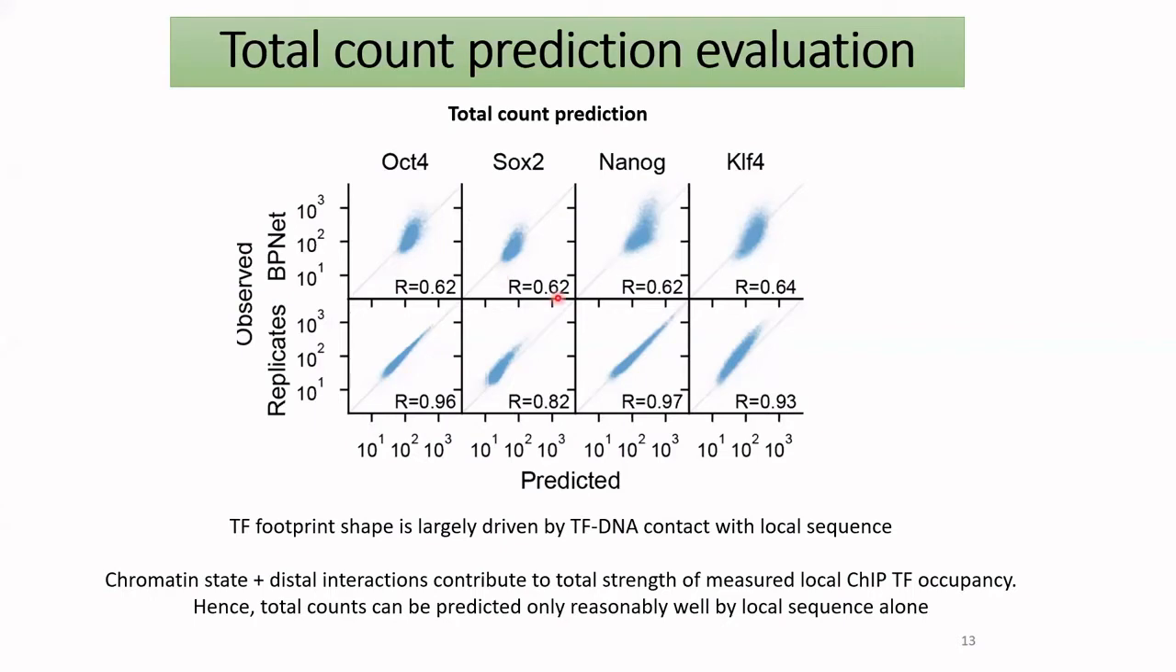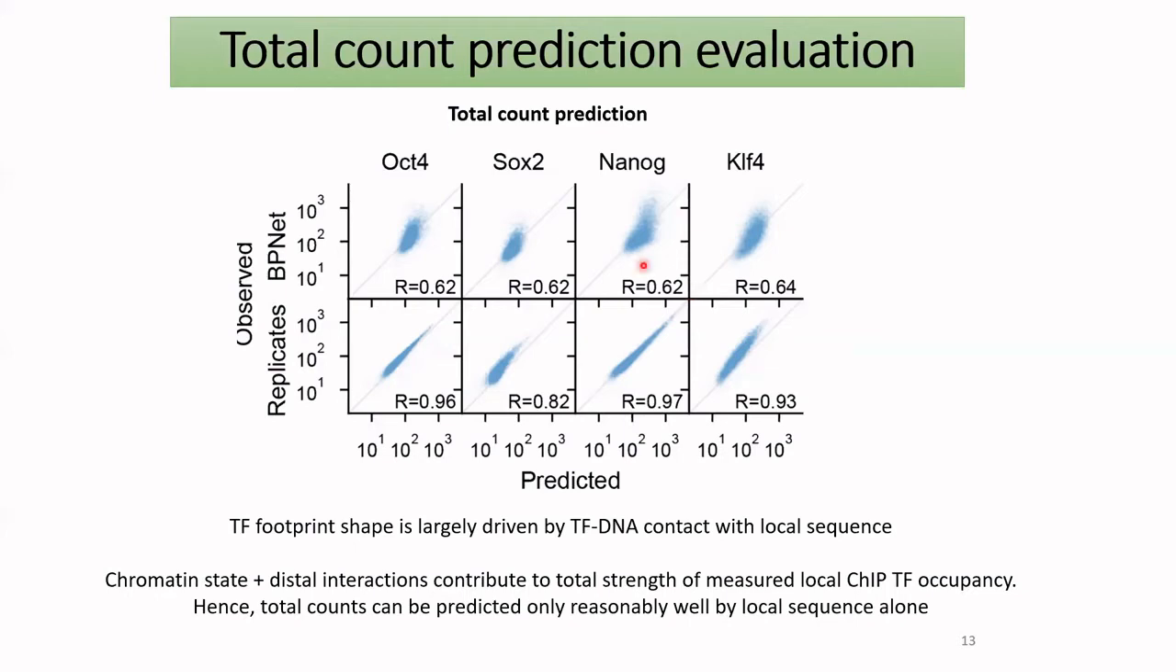But this is really nice because it showcases that, using these two different outputs or loss functions, we can disambiguate the effects of sequence on the shapes of the profiles, the local footprinting shapes, which are really determined by the local binding events and the local sequence, and the total counts, which are a combination of local sequence, local chromatin state, and potentially distal effects. So we can decouple these two effects and really focus on one or the other. All right, so we have the models. They're making pretty decent predictions.